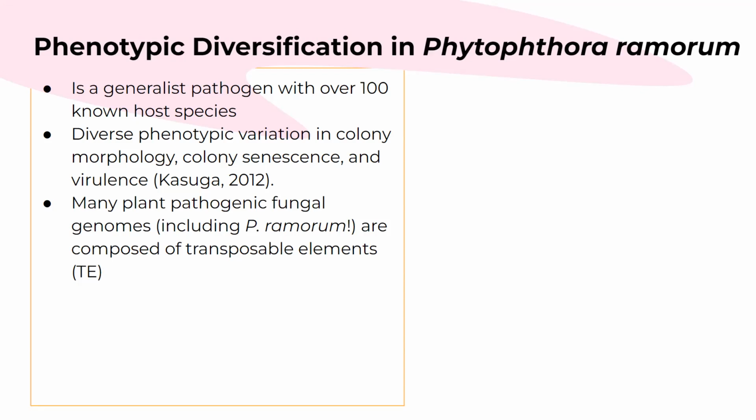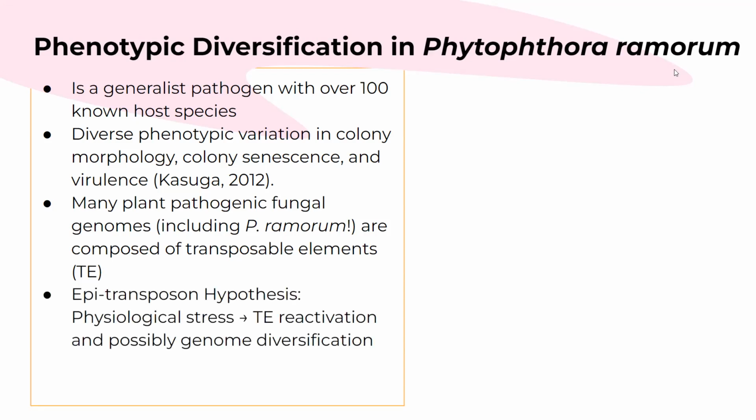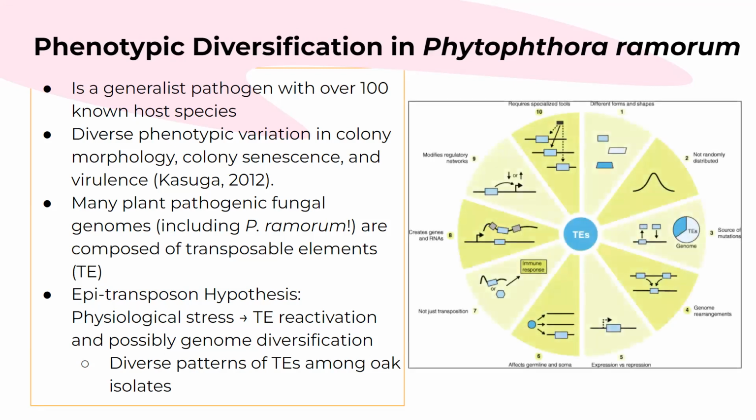Researchers therefore believe that their observations are in favor of the epitransposon hypothesis, which is the hypothesis that epigenetic regulatory mechanisms such as RNA interference, DNA methylation, and histone modification suppress transposable elements. However, when P. ramorum are actively colonizing oak stems, physiological stress is triggered, which disrupts epigenetic suppression of transposable elements. This allows the transposable elements to reactivate and lead to possible genome diversification. On the right, this is an image of some of the characteristics of transposable elements.